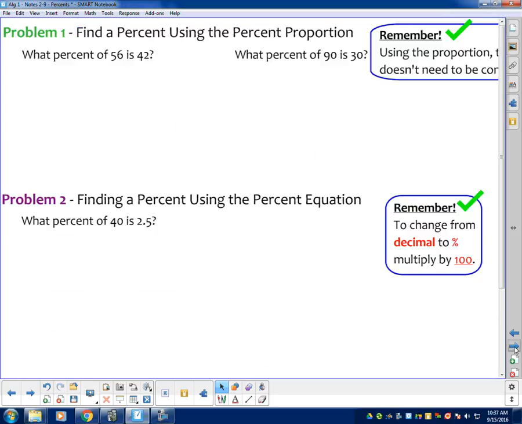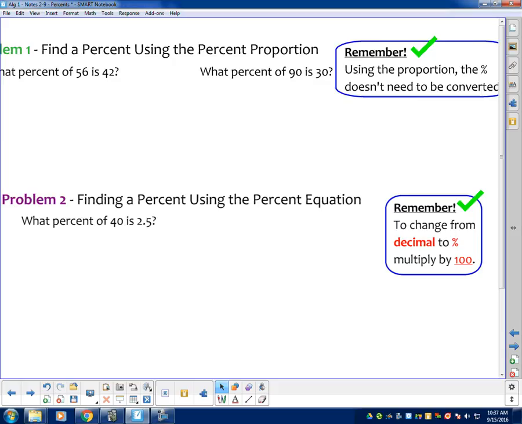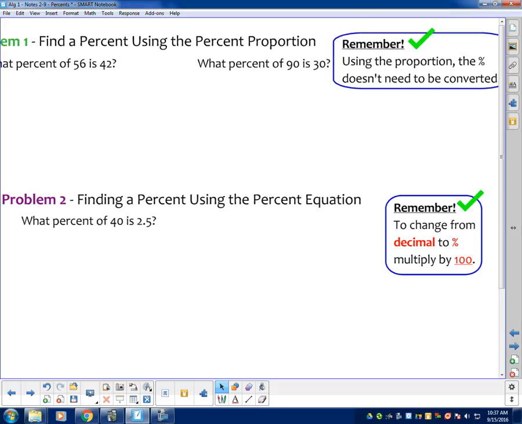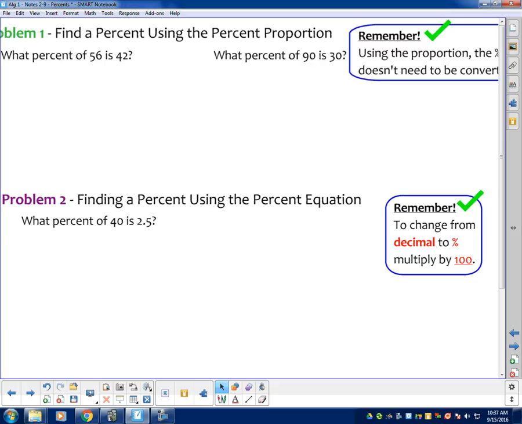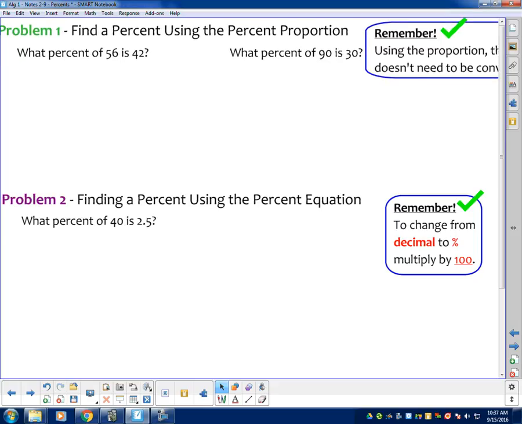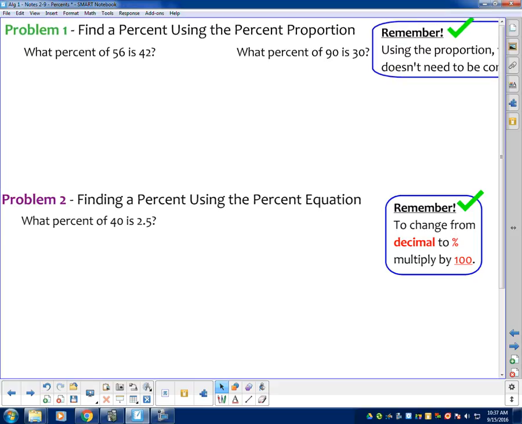All right, it says find a percent using the percent proportion. We've got 3 problems here to do. It says, what percent of 56 is 42? It says over here, remember, using the proportion, the percent doesn't need to be converted. That's just saying when we solve it, it'll already be in percent form.